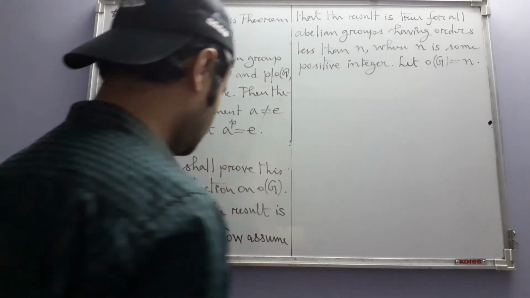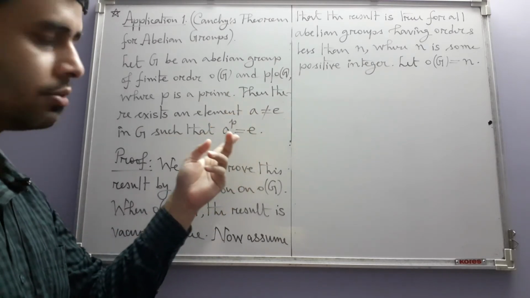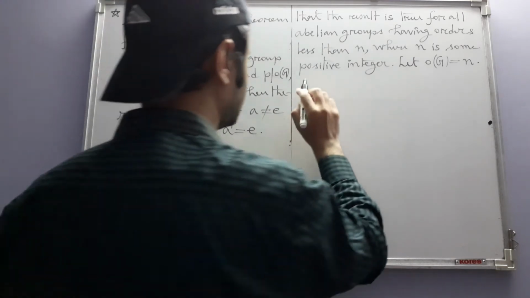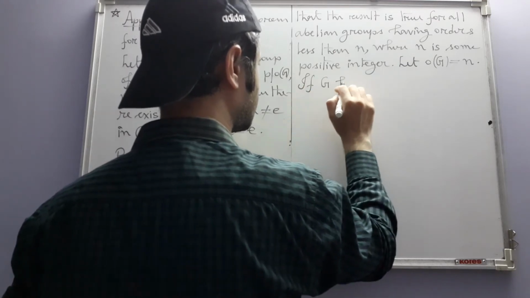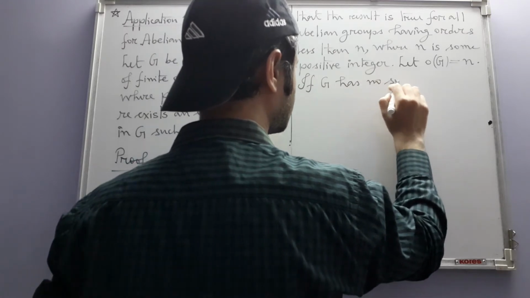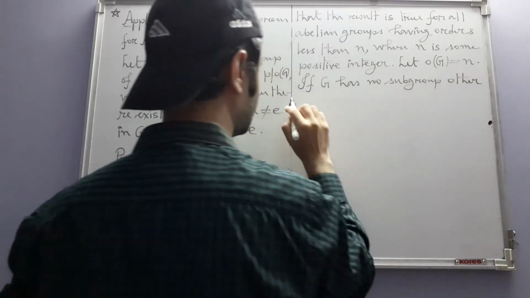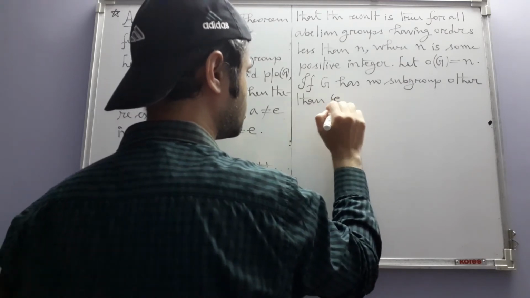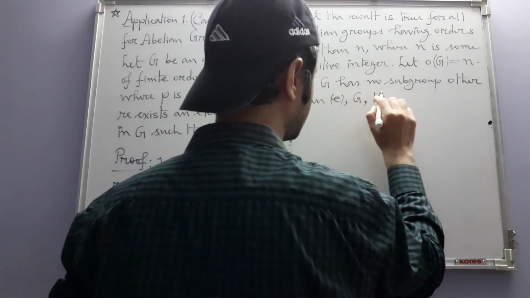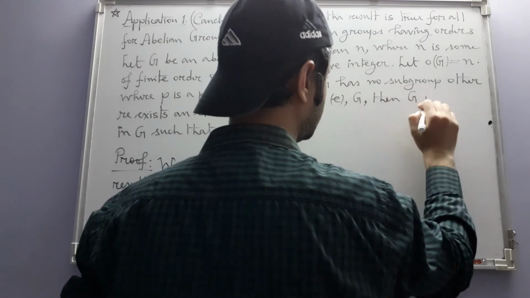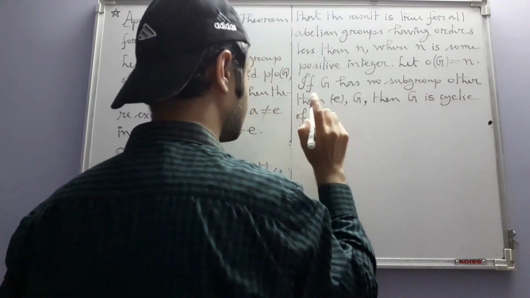Okay, now our aim is to show that there is such an element whose pth power is equal to the identity in G. If G has no subgroup other than the trivial group and G, then G is cyclic of prime order. It's that exercise.